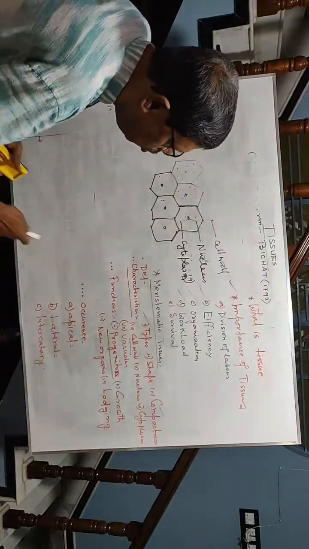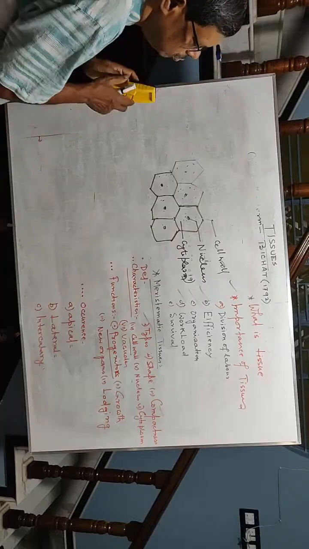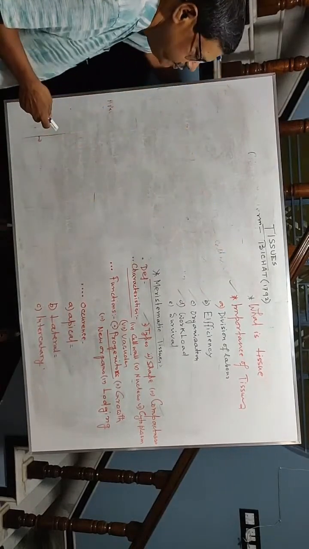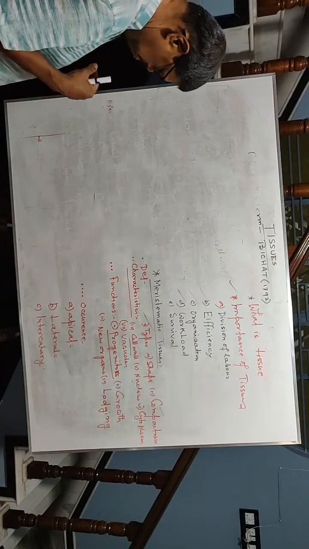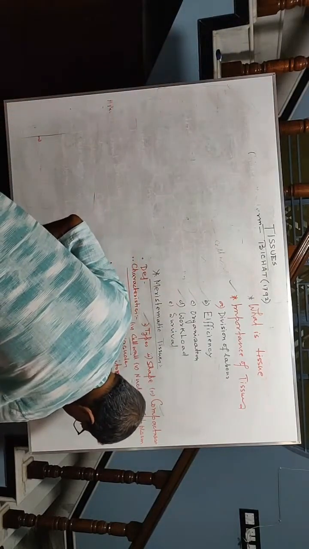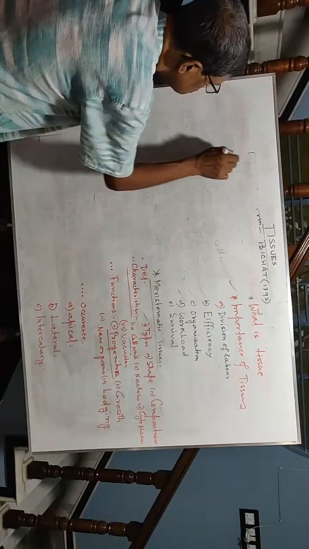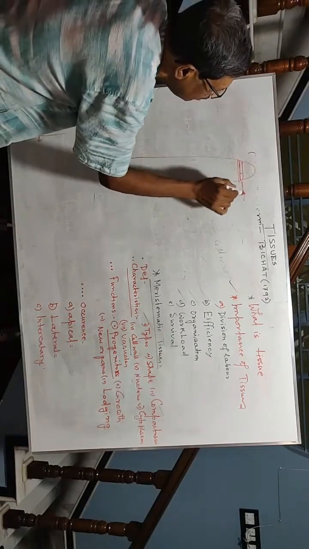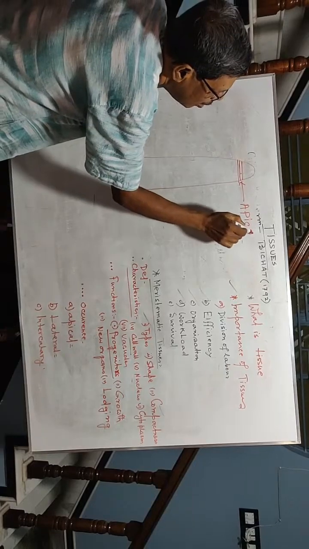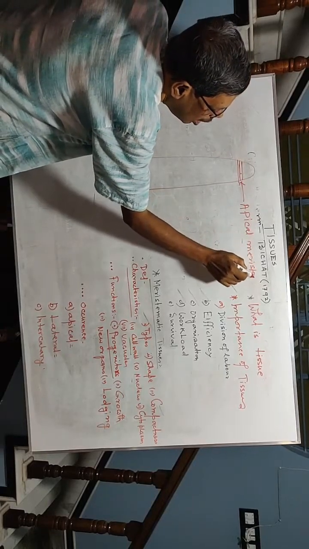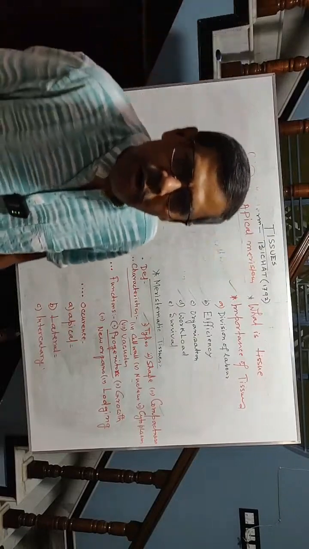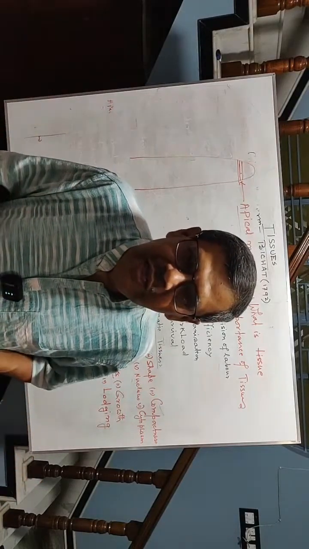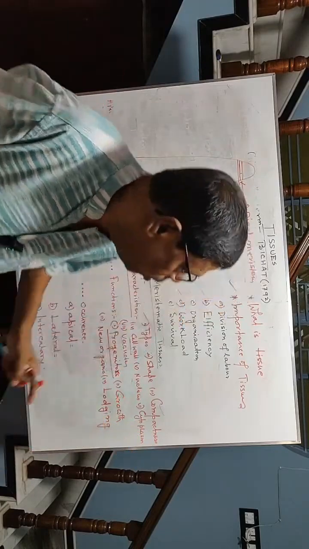Next, occurrence of the meristematic tissue. Meristematic tissue occurs in plant growth. I am drawing a figure about this. This apical portion is called apical meristem. It can be found in the stem apex, root apex, shoot apex and leaf apex. This is called apical meristem.